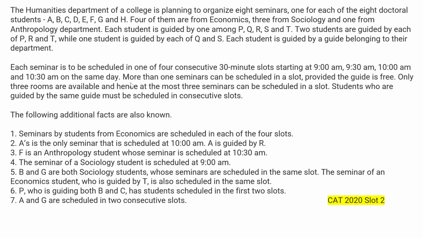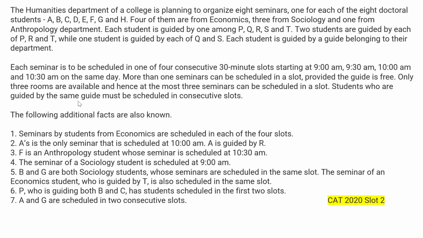So far so good. More than one seminar can be scheduled in a slot provided the guide is free. Okay. Only 3 rooms are available. Another constraint is introduced, which is rooms are available. Only 3 rooms are available, and hence, at the most, 3 seminars can be scheduled in a slot. So maximum 3 seminars in one slot. There can be two, there can be one in a slot, but not more than three.